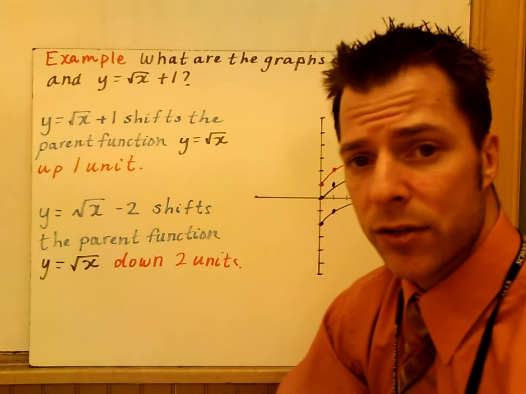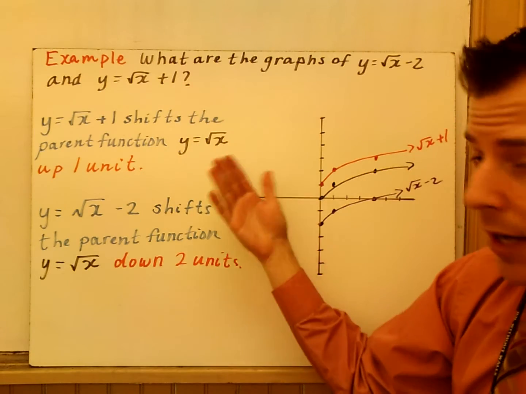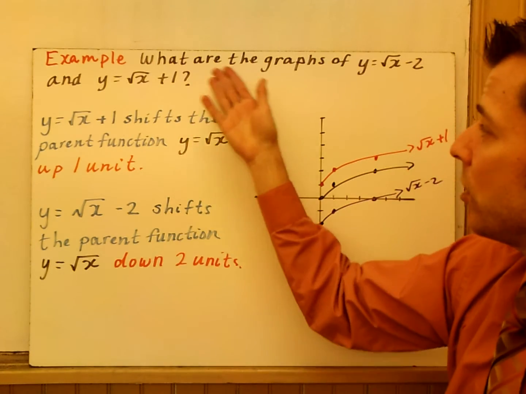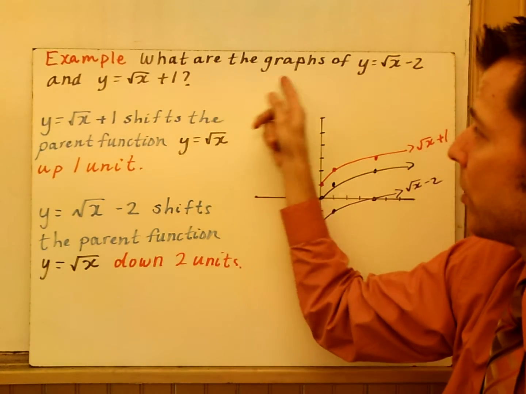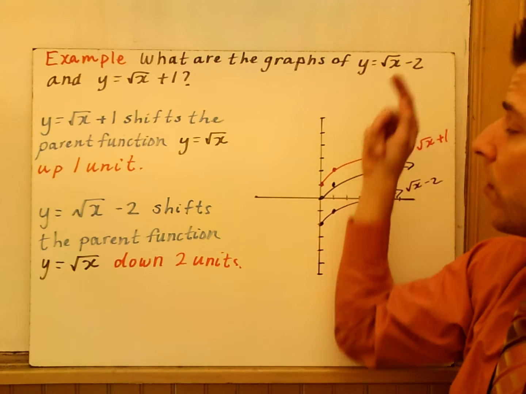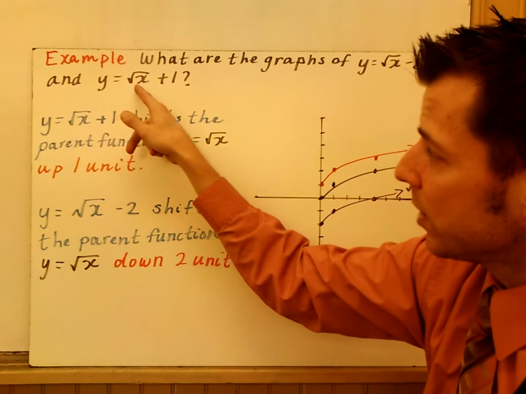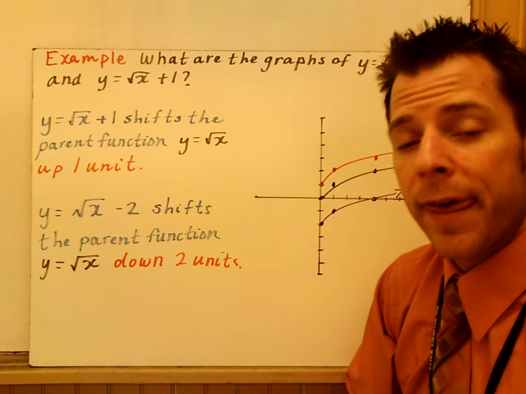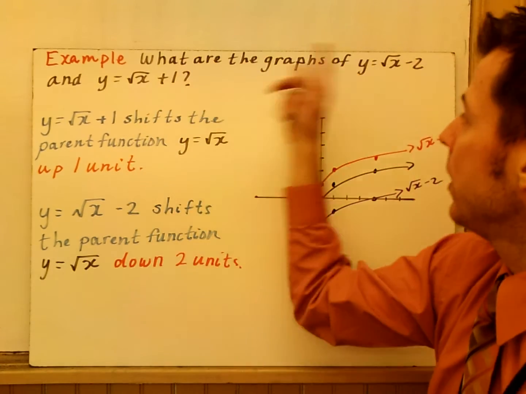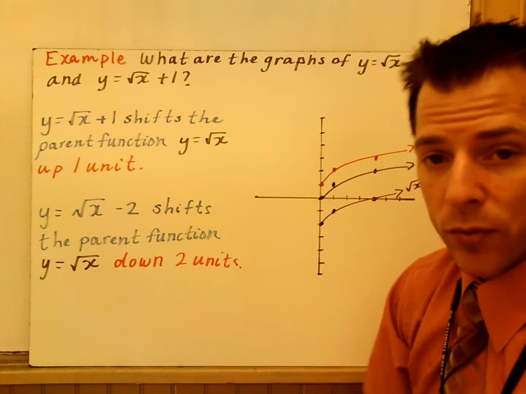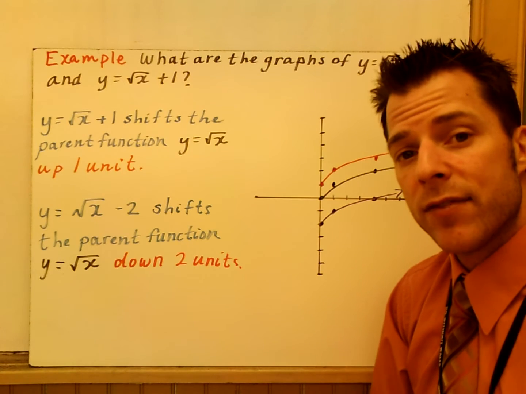In this example, I do the same thing with the parent function. I just move it around, but these are a little bit different. So in this example, what are the graphs of y equals square root of x minus 2 and y equals square root of x plus 1? Now you notice the 1 and the 2 are not under the radical. So these are k values, okay?